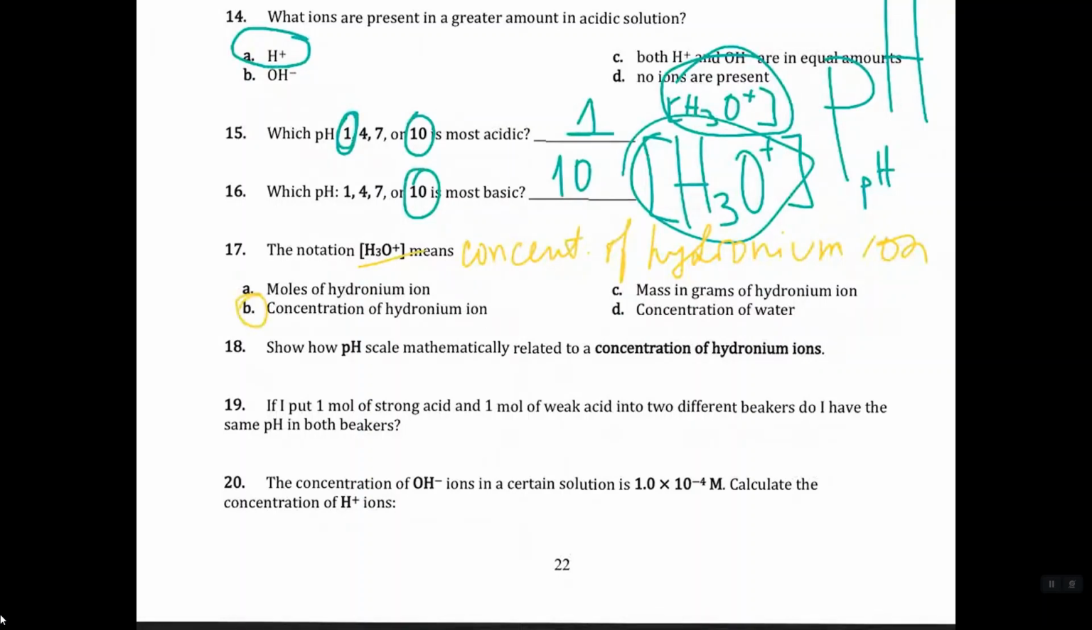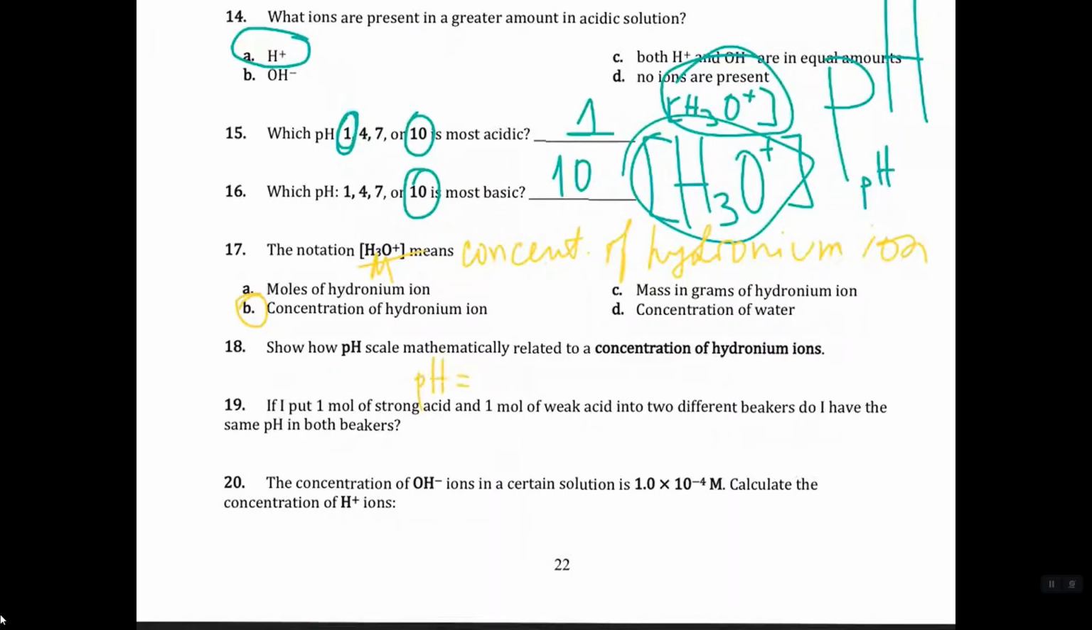And why is it not A? Yes, it is still measured in moles, but it's moles specifically in 1 liter. It's not just moles, because I can have moles in 5 liters, in 20 milliliters. That's not the same, as molarity always tells you how many moles are in 1 liter. So it's a concentration.